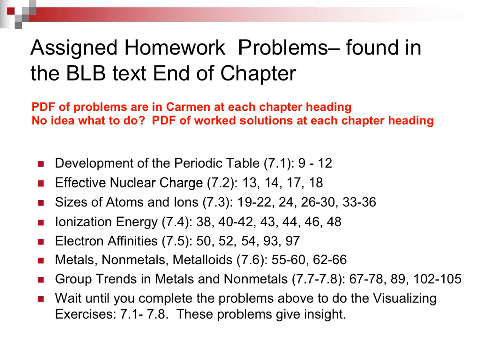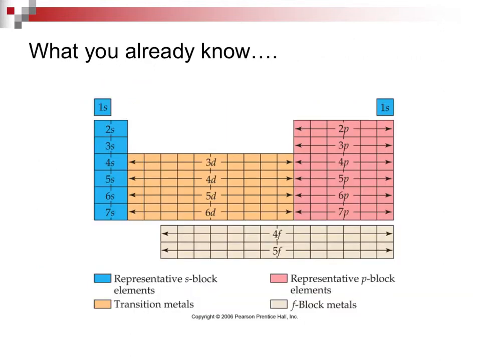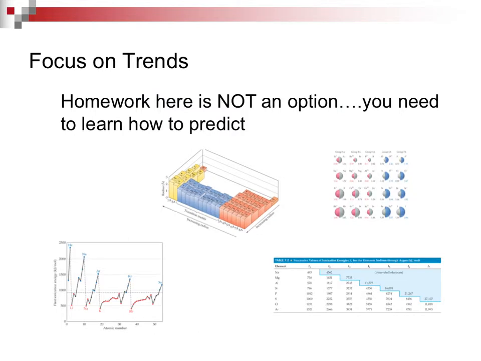So we've got a lot of assigned homework here, and that's the only way I can think of for you to master these questions. You have to read the question. We're going to do some of them in the course of lecture in order to think your way through and gain what, again, I call insight in general chemistry. You already know that this is s, this is p, this is d, and we don't do too much about the f, but they're sitting down there, the f metals. So I need you to focus on trends in this chapter. Again, homework is not an option. You need to learn how to predict.